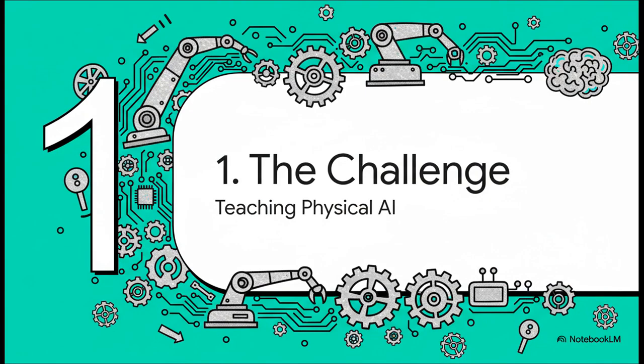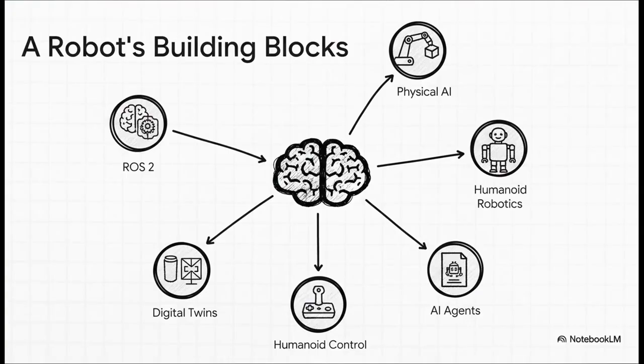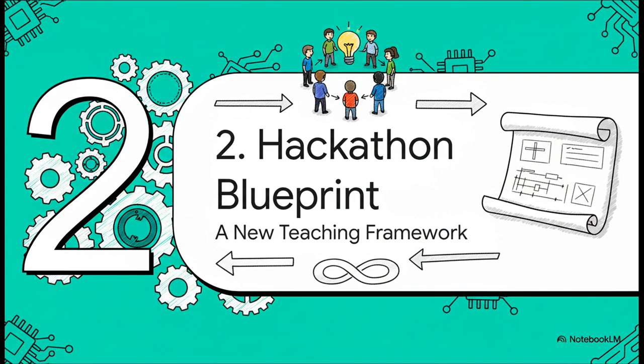Okay, first up, let's get a real handle on the problem. Teaching modern robotics, what the experts call physical AI, goes way, way beyond what you can get from a standard textbook. You've got this whole world of cutting-edge concepts that are all tangled together. Just look at all the different pieces a student has to understand. We're talking about the huge idea of physical AI itself, but also things like humanoid robotics, AI agents, even specific software like ROS2, that's the Robot Operating System, and complex ideas like digital twins. It's a whole ecosystem, and trying to teach these things in isolation just doesn't work. You never see how it all connects. So, how in the world do you tackle that kind of complexity?